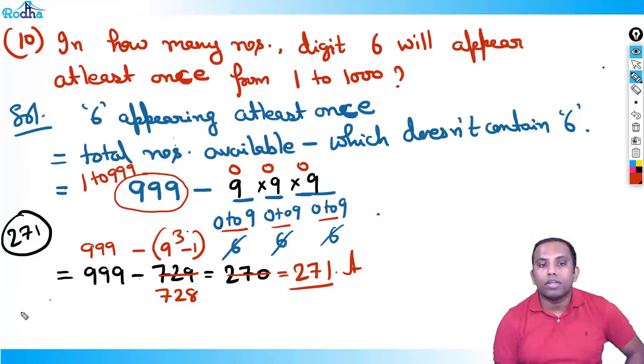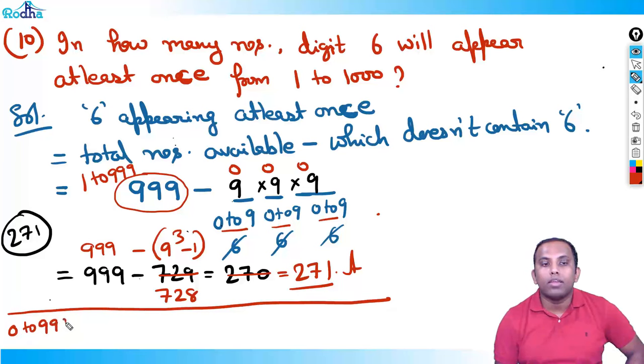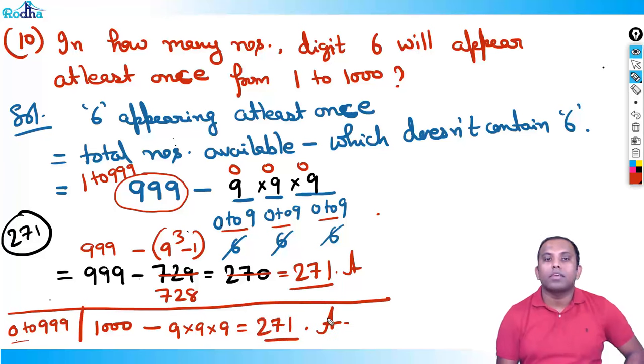Had you taken, suppose, 0 to 999, I can write one more step here. If you include 0, there are 1000 numbers from 0 to 999. Then in this case you can directly write 0 to 9, 0 to 9, 0 to 9, that is 9 into 9 into 9. What is the answer? The answer is not the same. It is 271. Correct, you'll get the answer in this case.